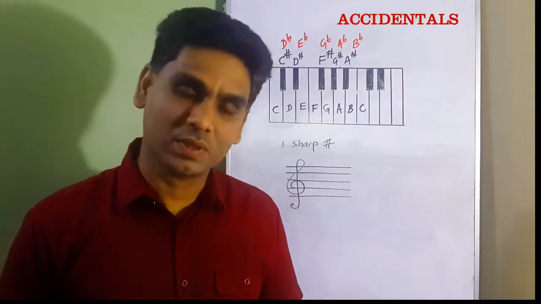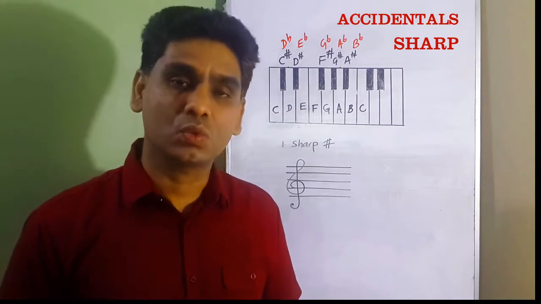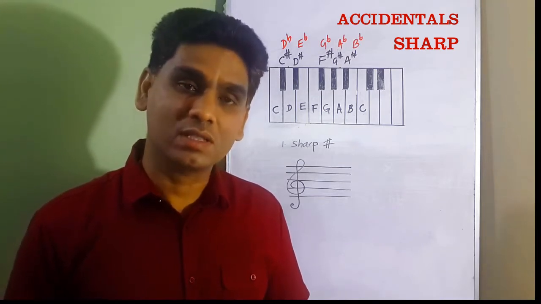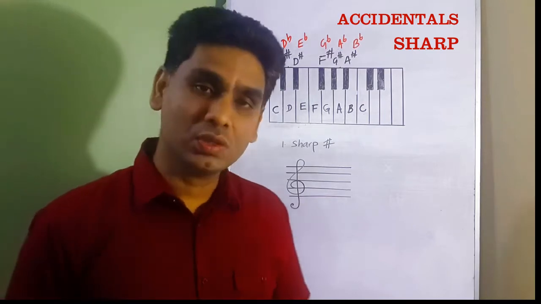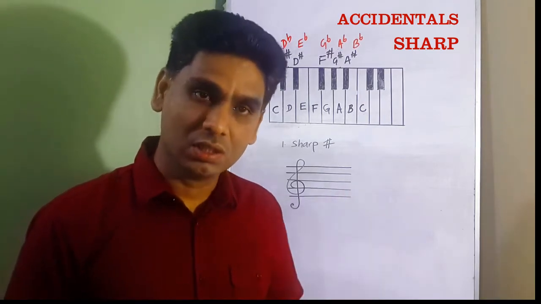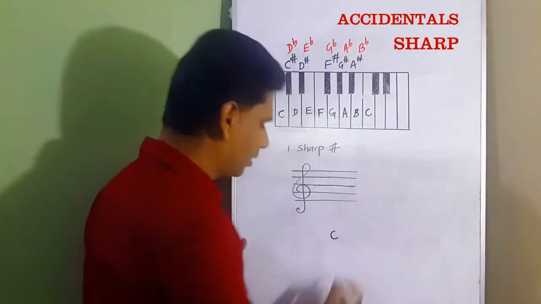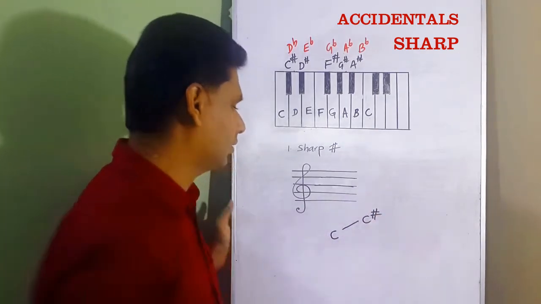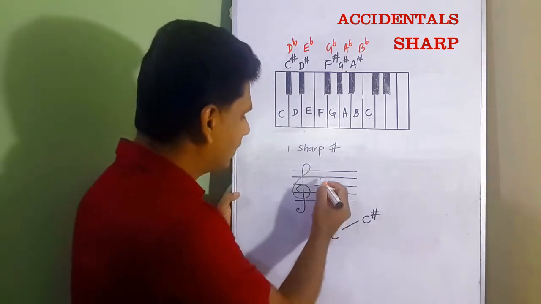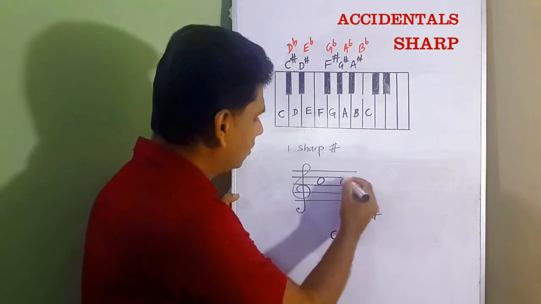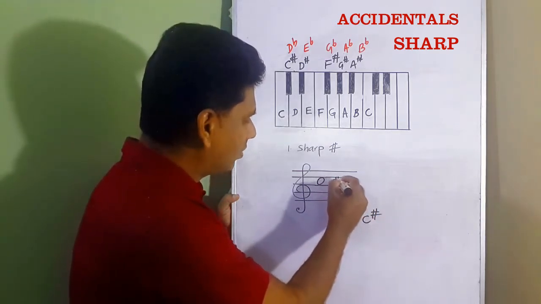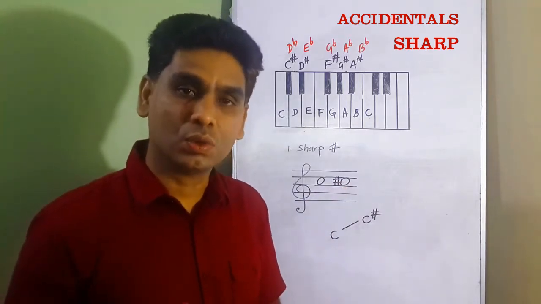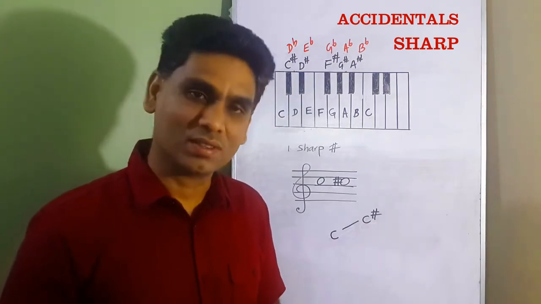The first accidental is sharp. We use this sharp symbol to raise a note by one semitone. For example, if we want to raise C by one semitone, we have to use the sharp symbol. Then it becomes C sharp. C, and when you raise one semitone, it goes to C sharp. Then how do we write this? C. When you put the sharp mark, C sharp. So we use the sharp symbol to show the note is raised by a semitone.